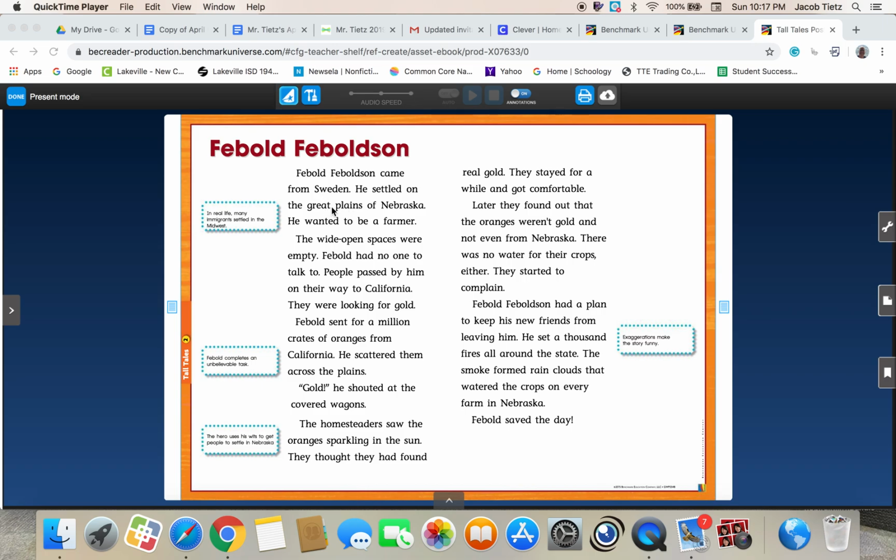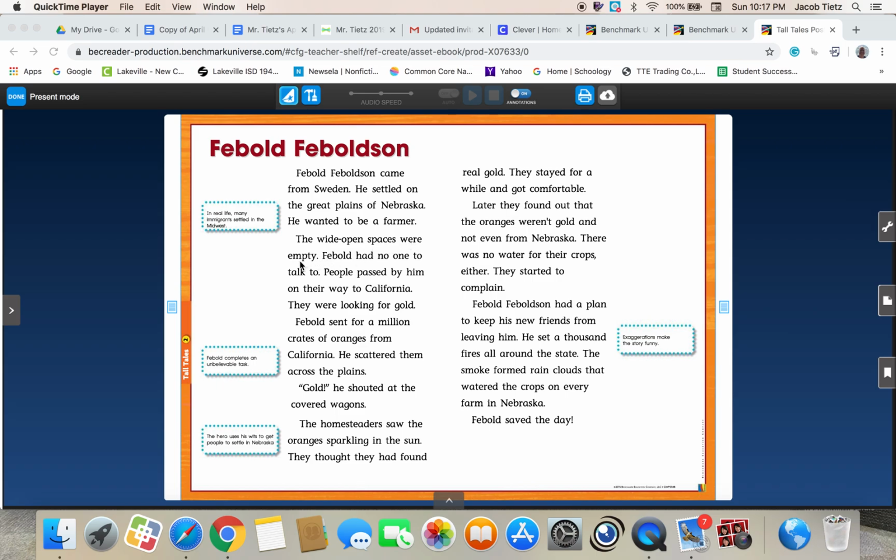Febold Feboldson came from Sweden. He settled on the Great Plains of Nebraska. He wanted to be a farmer. And this is kind of based in real life in the fact that many immigrants settled in the Midwest. They came here to the Northeast. Northeast was already packed, so those people kept moving further and further west, looking for a place to make a homestead. And a lot of times, immigrants were the ones who were doing that.